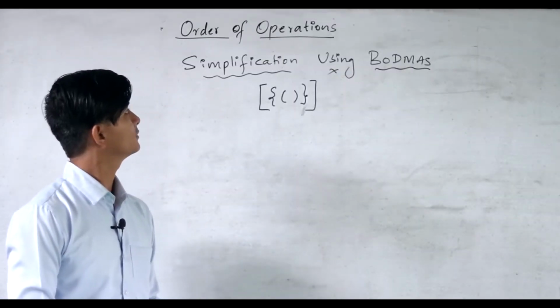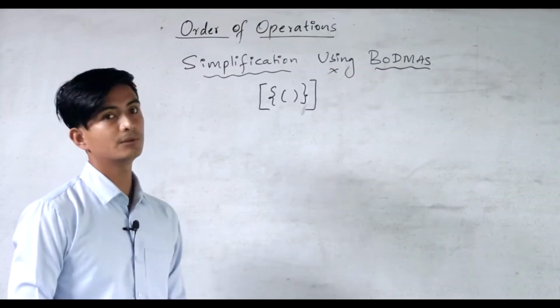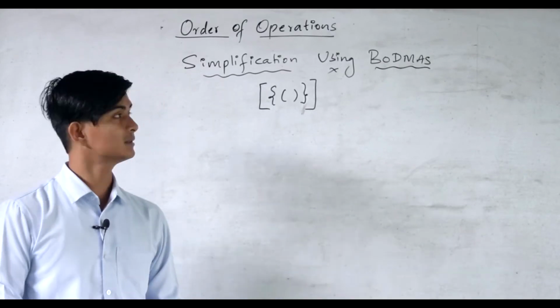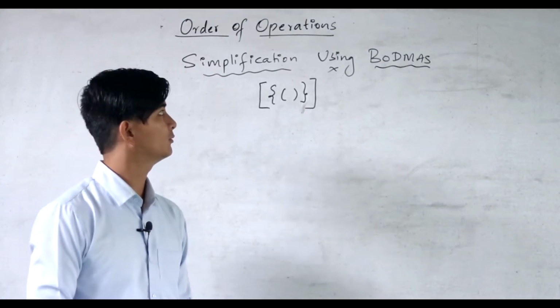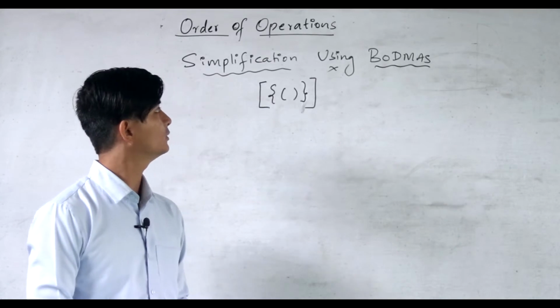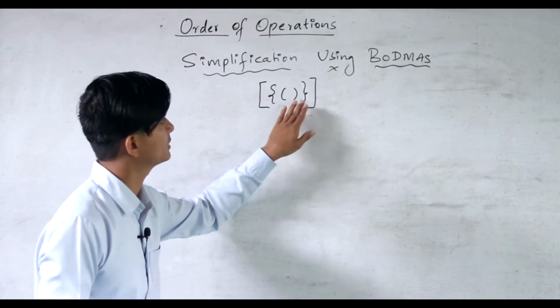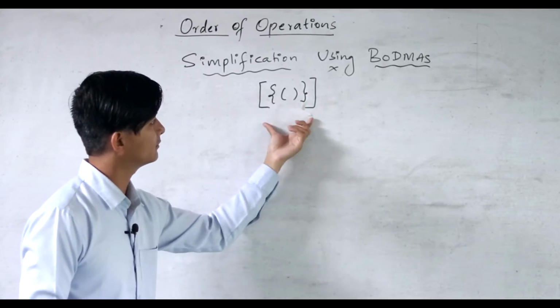Okay, here we have to do simplification using BODMAS. Before, we have done only DMAS, now we have come to BODMAS. Okay, so what does it mean? I have drawn here some brackets as well, right?